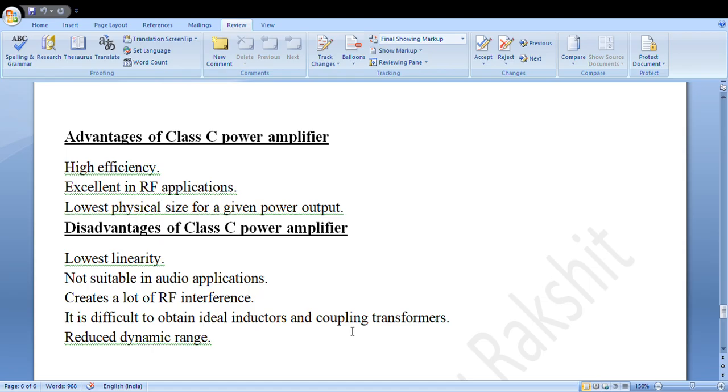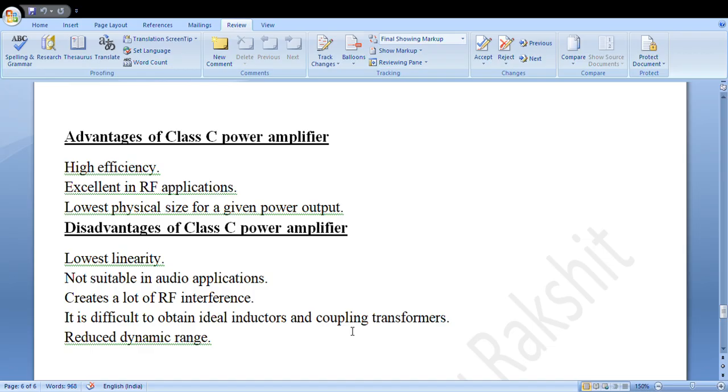A class C amplifier of course has a high efficiency. They are very good in radio frequency applications, and practically their size is the lowest of all the types of power amplifiers for a given power output. What are the disadvantages? The linearity of class C amplifiers is very low. They are not at all suitable for audio frequency applications because they create lots of radio frequency interference. It is also very difficult to obtain ideal inductors and coupling transformers for class C power amplifiers. And the last disadvantage is that it reduces the dynamic range.